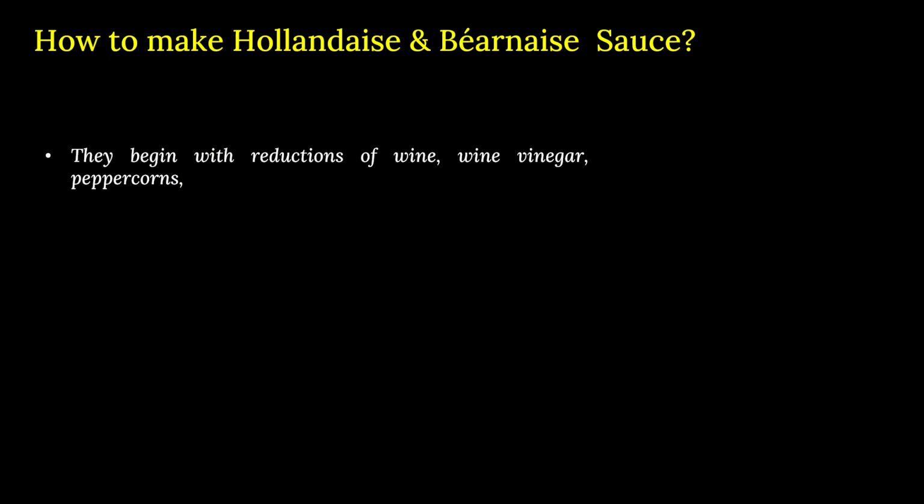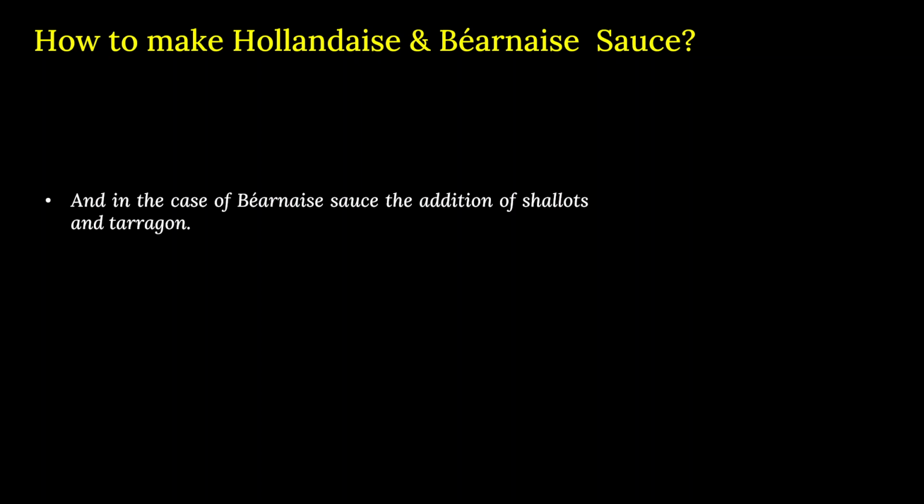They begin with reductions of wine vinegar and peppercorns. So there is a process which is known as reduction of wine vinegar and peppercorn. In the case of Bearnaise sauce, the addition of shallots and tarragon is the only deviation from how to make the Hollandaise sauce. So Hollandaise sauce and Bearnaise sauce are very similar. Only the initial basic reduction process is a little different. We are going to narrate it through images in the coming slides.